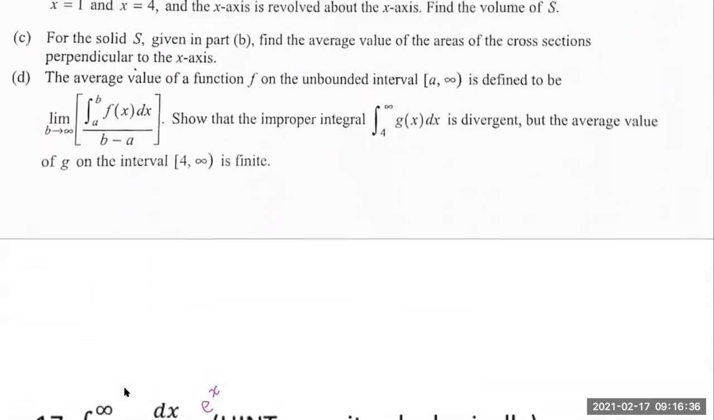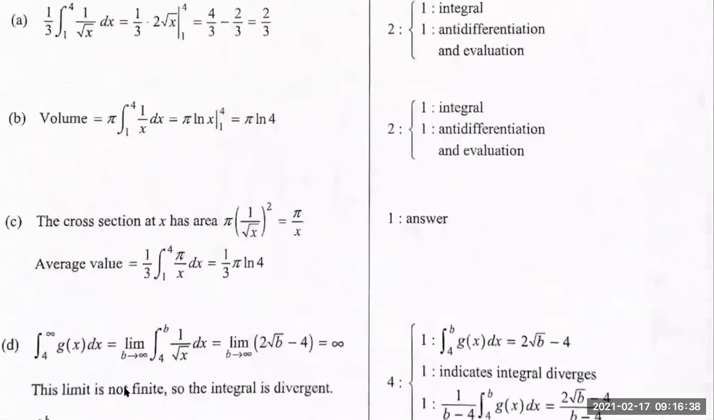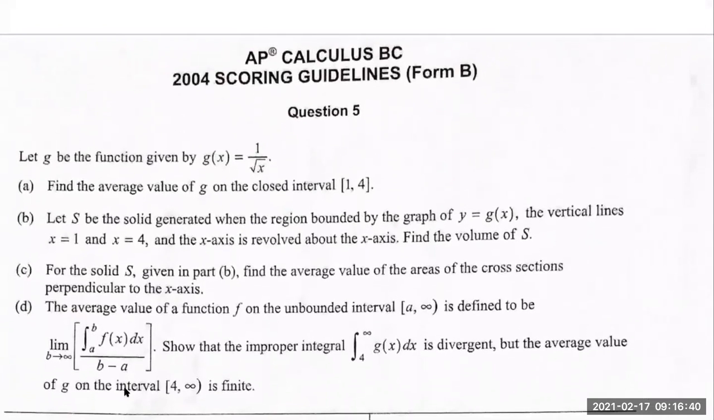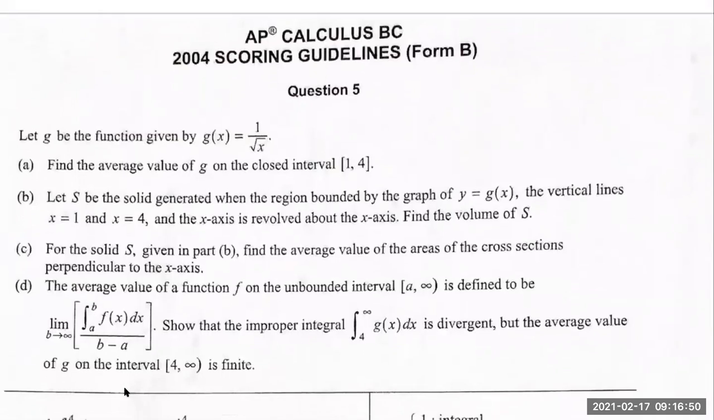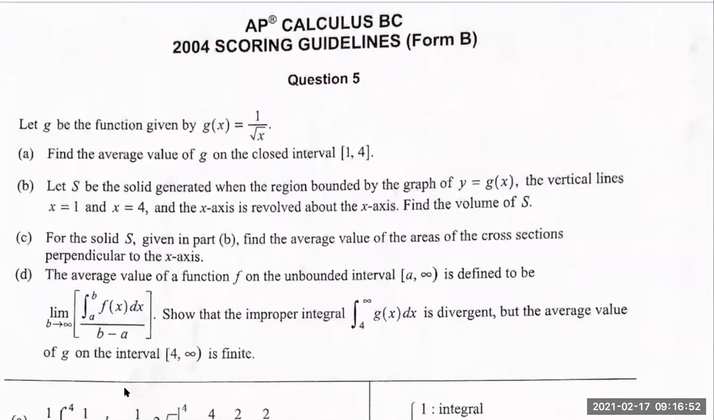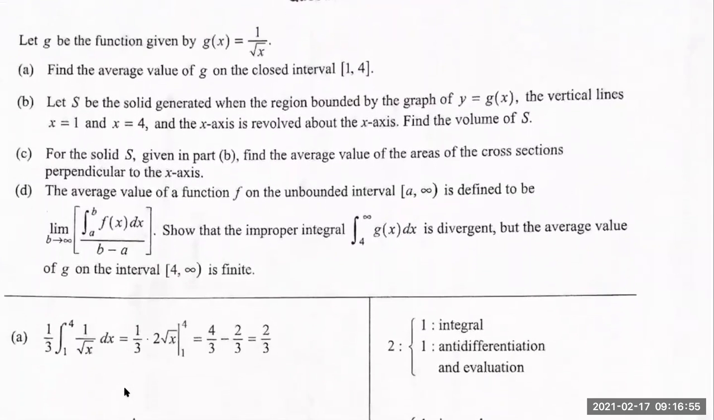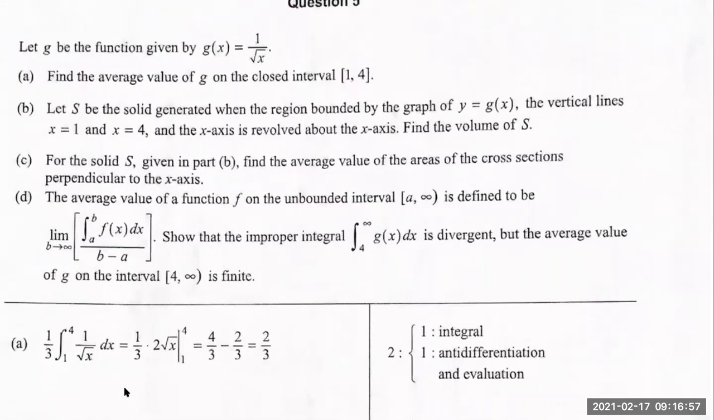So let me actually find the scoring guide here. Okay, so for part A, you were asked to find the average value. We should remember the formula for the average value of a function being 1 over b minus a, the integral, in this case, of g of x. Hopefully your integration was correct. A few people mentioned that they integrated incorrectly. So here is part A. Integrating it would have resulted in 2/3 once you evaluated the integral.